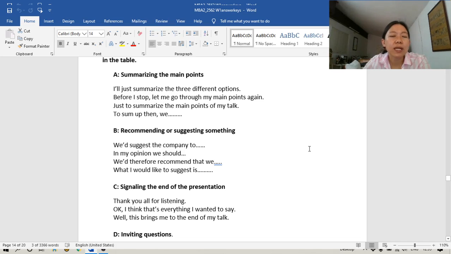You can use the following sentences when you would like to summarize the main point. "First, I will just summarize the 3 different options." "Before I stop, let me go through my main points again." "Just to summarize the main points of my talk," or "To sum up." So these phrases summarize or go through my main points. "To sum up" is used when you would like to give a summary of the main point.